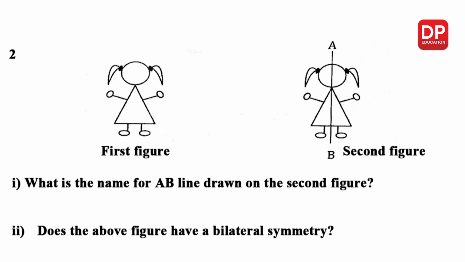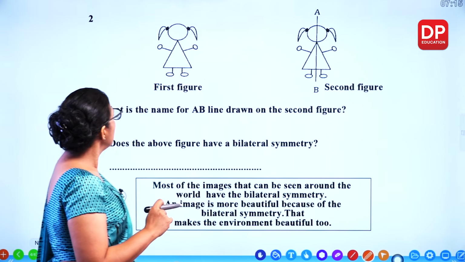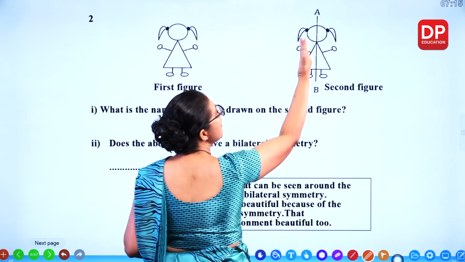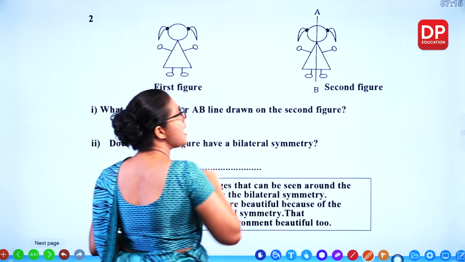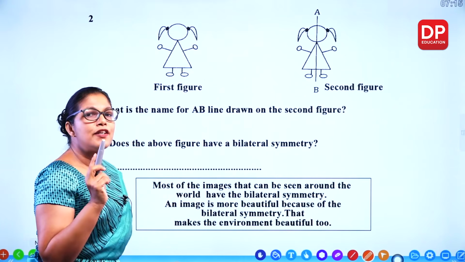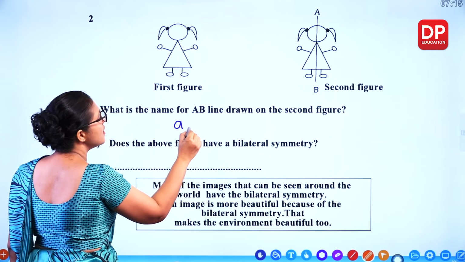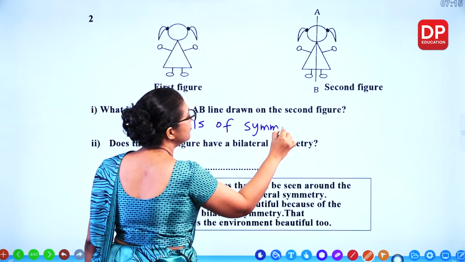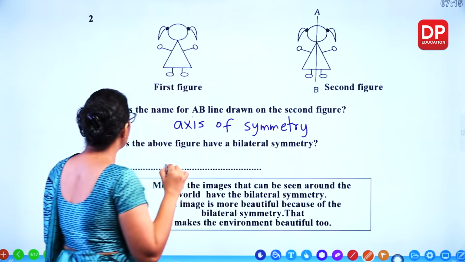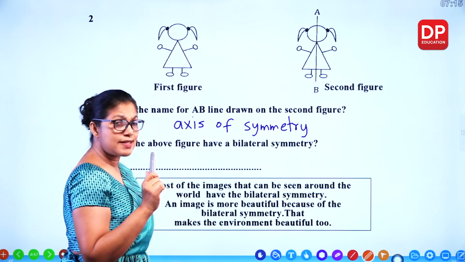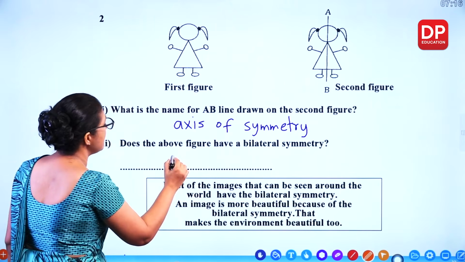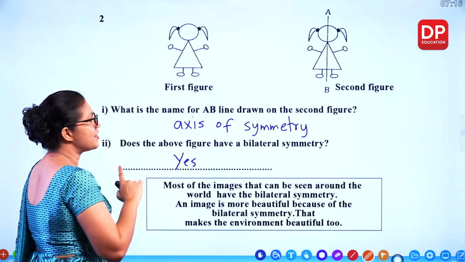Look at this picture. So this is the first figure, same figure there, and there's a line AB. What is the name for the AB line drawn on the second figure? We can see left hand side and right hand side both are the same. So AB is a symmetric line or axis of symmetry. Does the above figure have a bilateral symmetry? Bi means divide into two equal parts. Yes, you get bilateral symmetry.